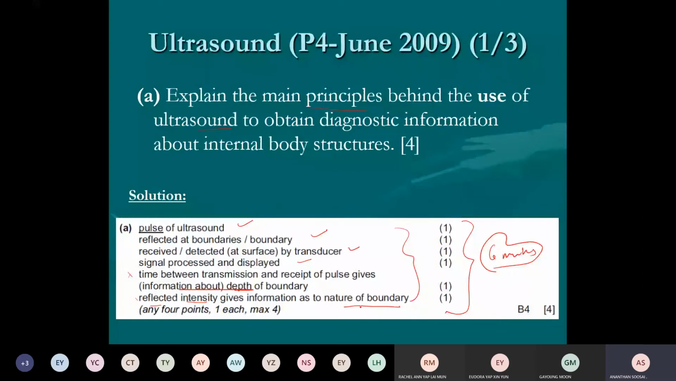A pulse of ultrasound is produced, reflected partially at the boundaries, received and detected by the transducer, signal processed and displayed. This is already 4 marks. Time tells the depth of the boundary. Reflected intensity tells the nature of the boundary.